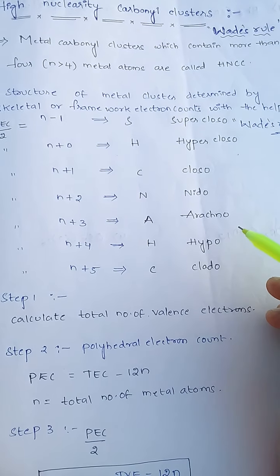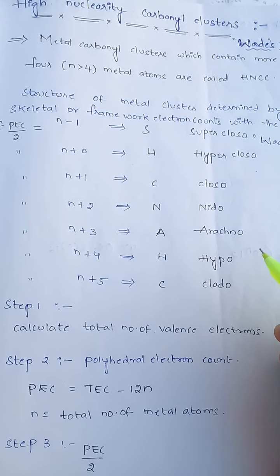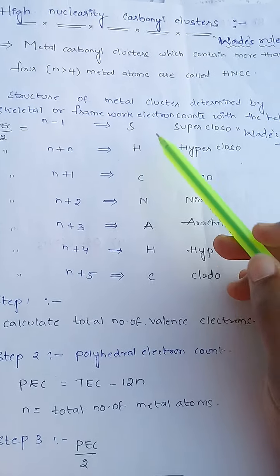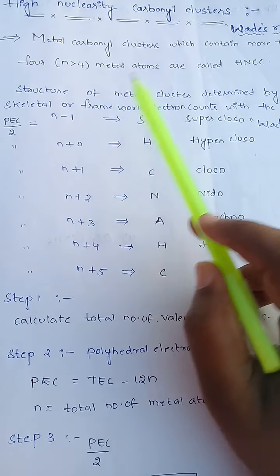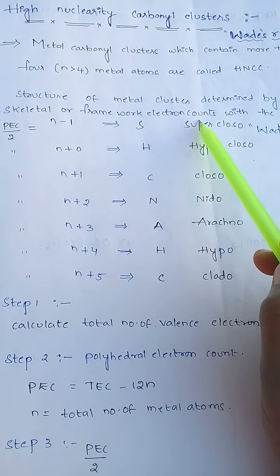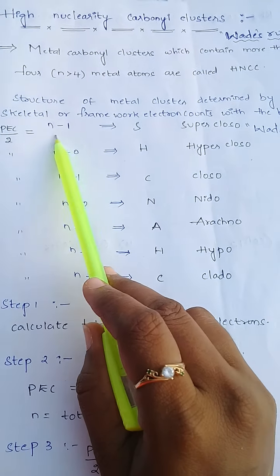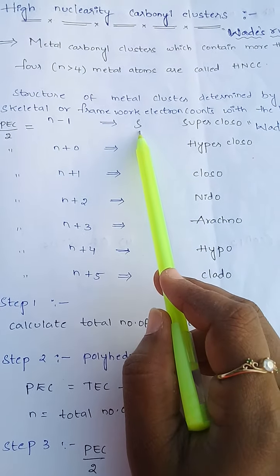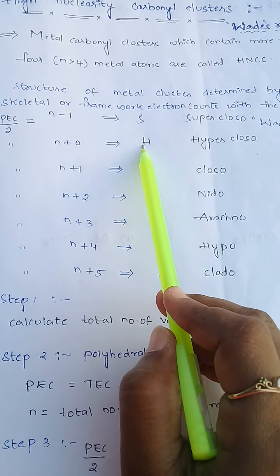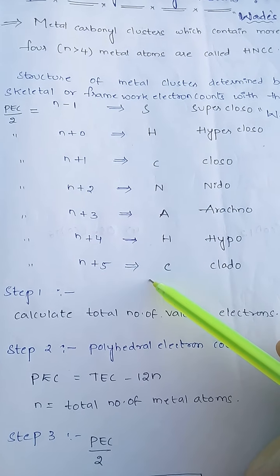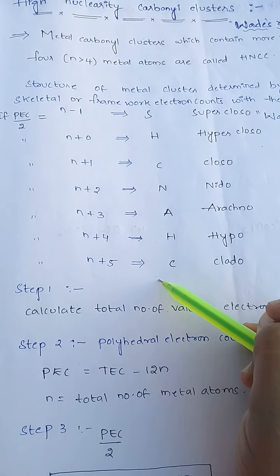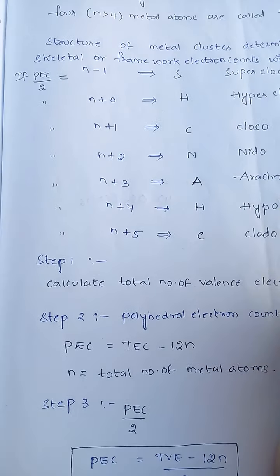Actually this theory is known as polyhedral skeletal electron pair theory. Why? Because here the structure of the metal cluster is determined by the skeletal or framework electron count. See here, n minus 1 means supercloso, n plus 0 means hypercloso, n plus 1 closo, nido, arachno, hypo, clado. So like this we have to find the structure of the metal cluster.